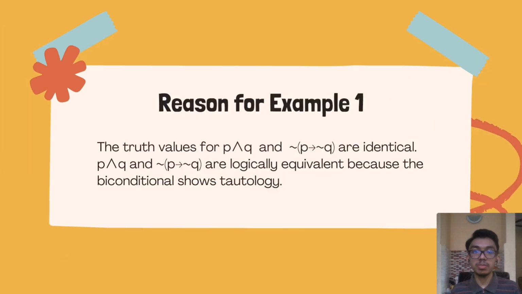So the reason for example 1 is that the truth values for P and Q and negation of P implies negation of Q are identical. P and Q and negation of P implies negation of Q are logically equivalent because the biconditional shows a tautology.